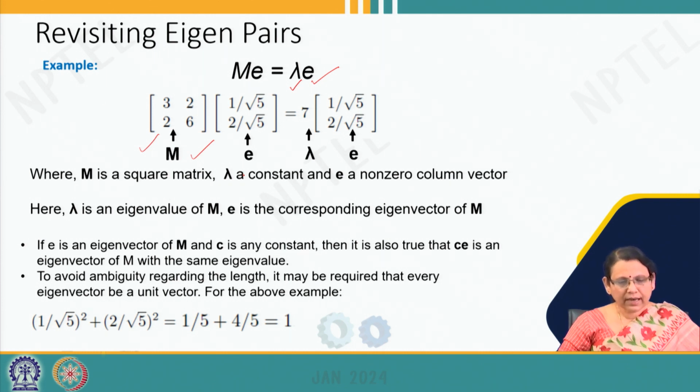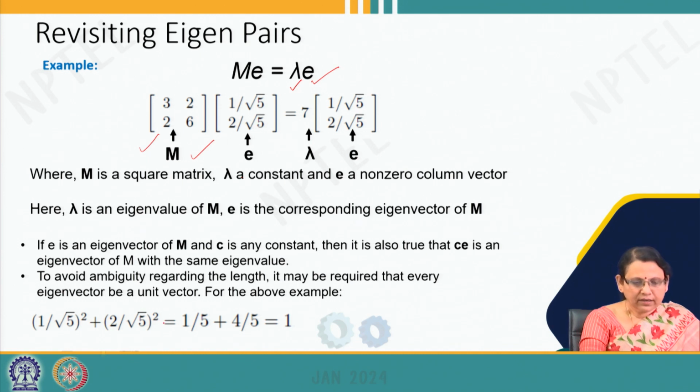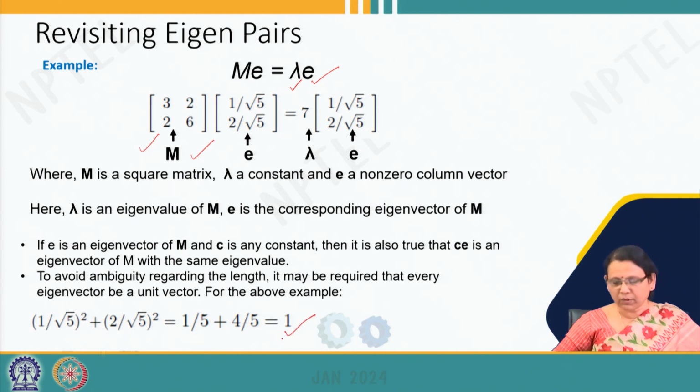Now, if E is an eigenvector of M and C is any constant, then it is also true that C times E is an eigenvector of M as well, with the same eigenvalue. To avoid ambiguity regarding the length, we may normalize it, so that if we square and sum up the components, the value becomes 1.